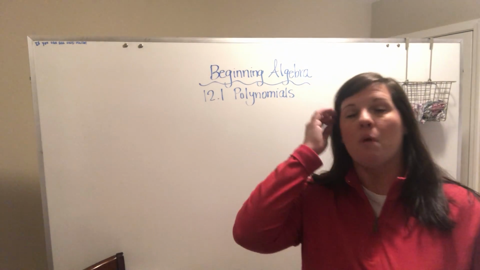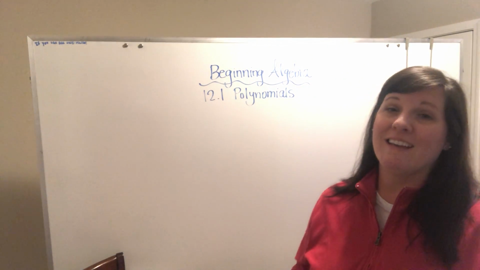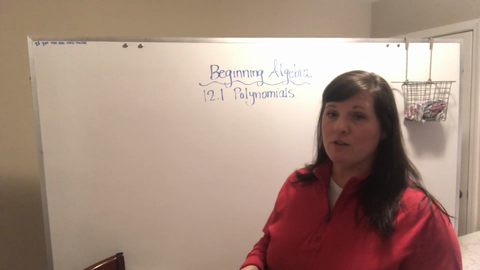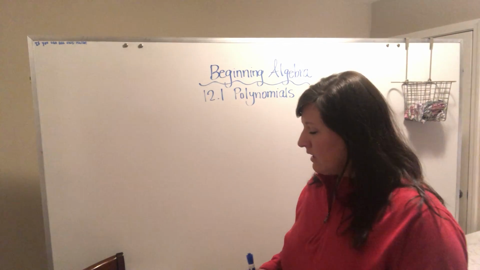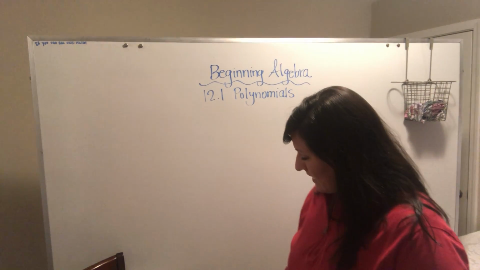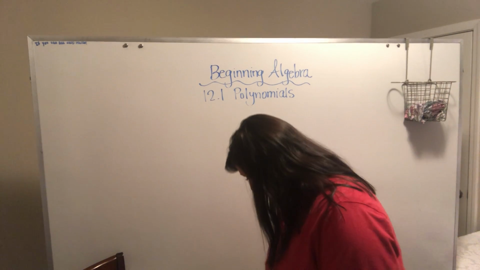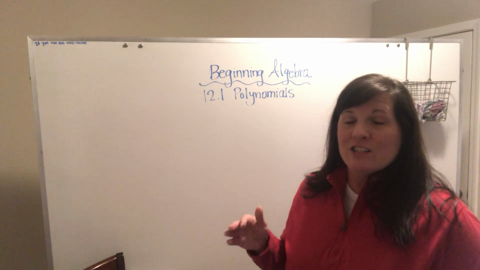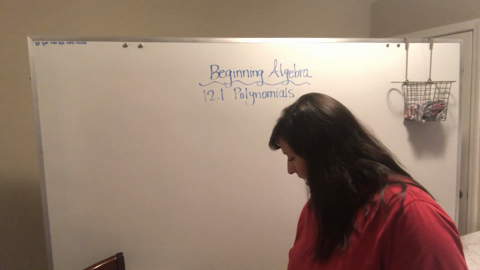If you don't, pause this and go get your book, get a pencil, erasable pen. I'm sure Cameron would never do his math in pen, so erasable pen is what I know you're all using, and pencil. We're going to start on page 651, chapter 12, section 1, polynomials.